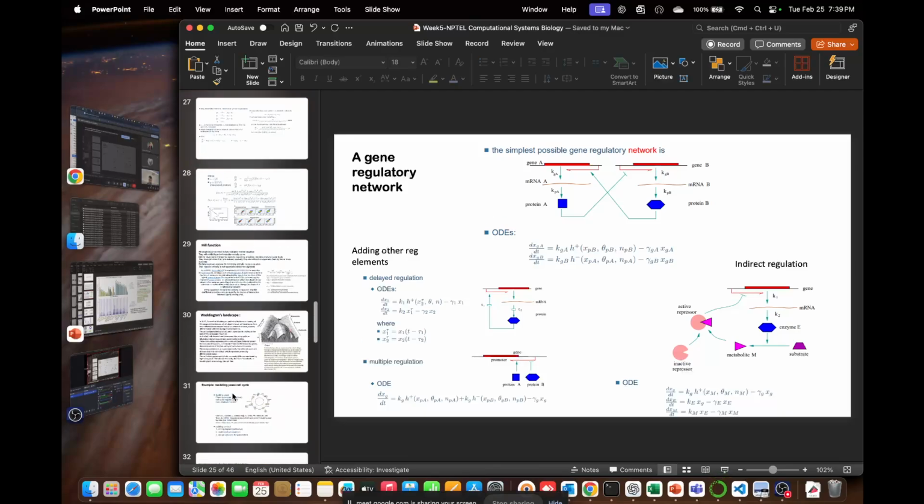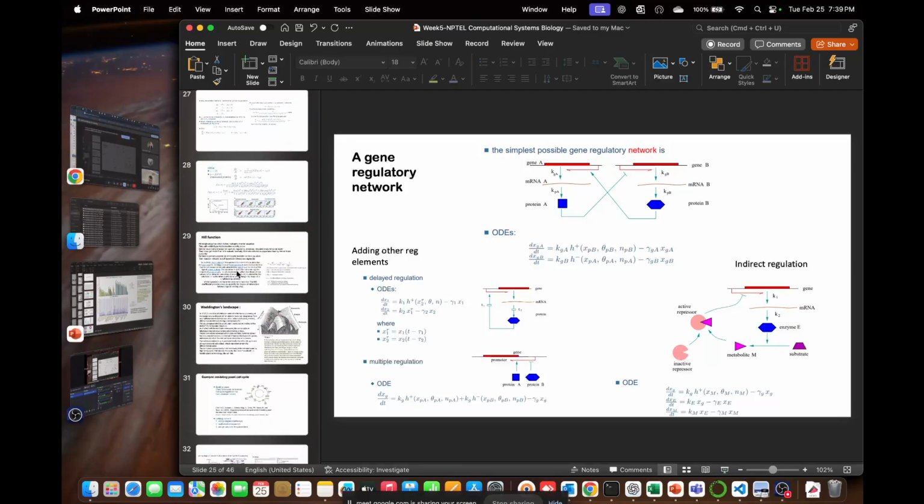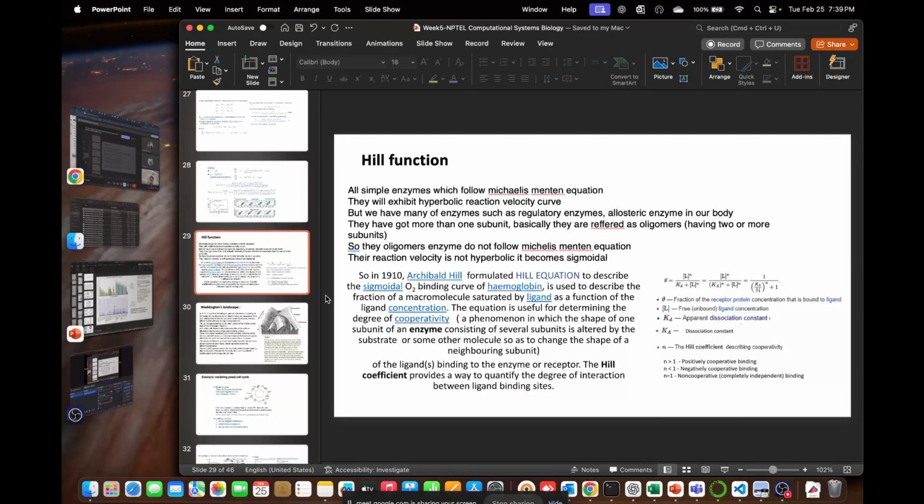Okay, that's all from this side. Yeah, the Hill function we discussed. If you want to read about the Hill function, a lot of good material is written on the Wikipedia page. Initially this sigmoidal curve was used for the binding of hemoglobin, and that is where the Hill equation first came from. But we use it now for a lot of other things.